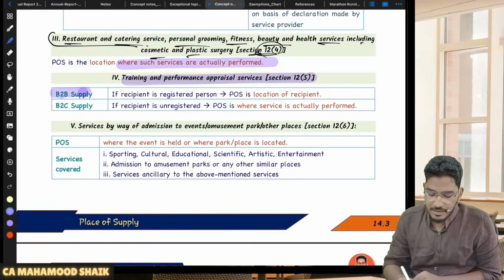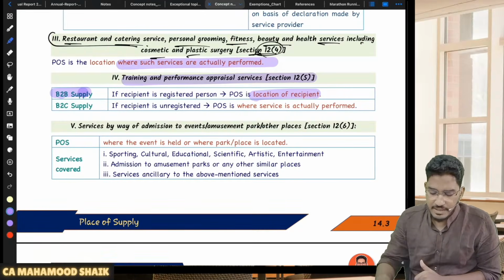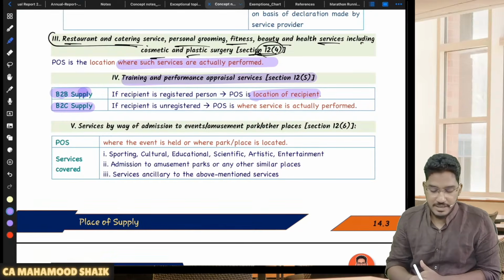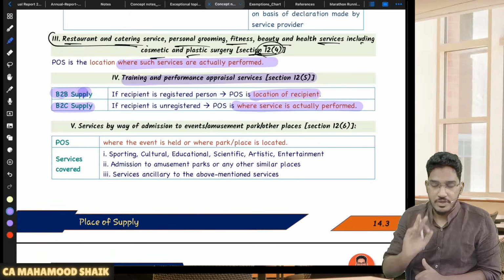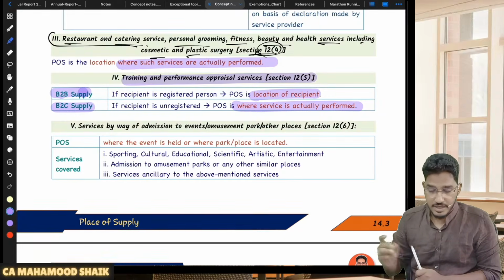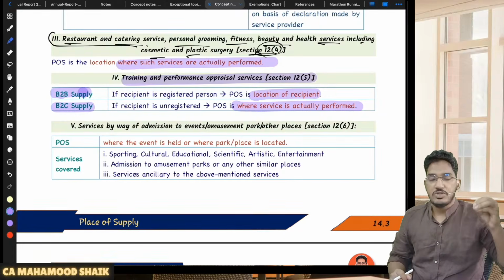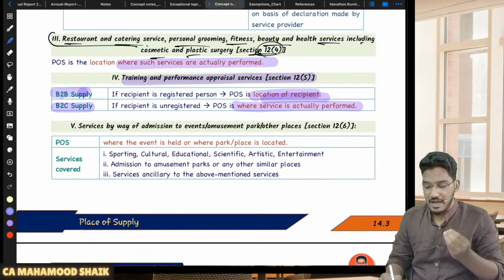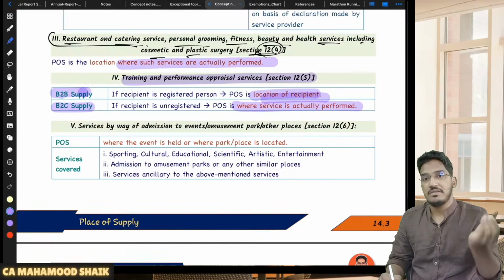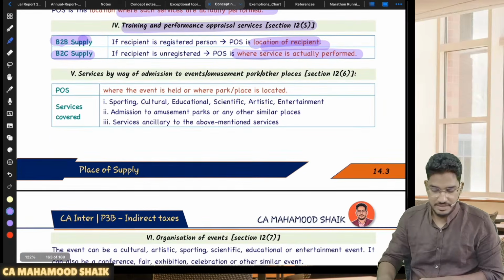If it is a B2B supply, that is, if the recipient is registered, then it will be the location of the recipient. If it is a B2C supply, that means if the recipient is an unregistered person, then the place of supply will be wherever the service is actually performed. So in case of training and performance appraisal services, it depends on whether it is a B2B or B2C supply. If the recipient is registered, location of the recipient. If the recipient is unregistered, the place where the service is actually performed will become the place of supply.